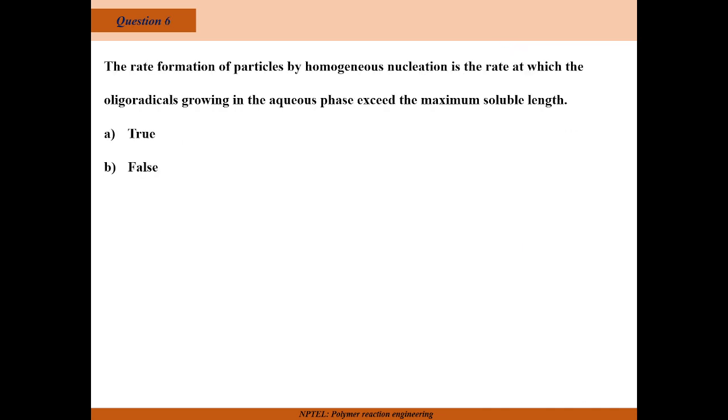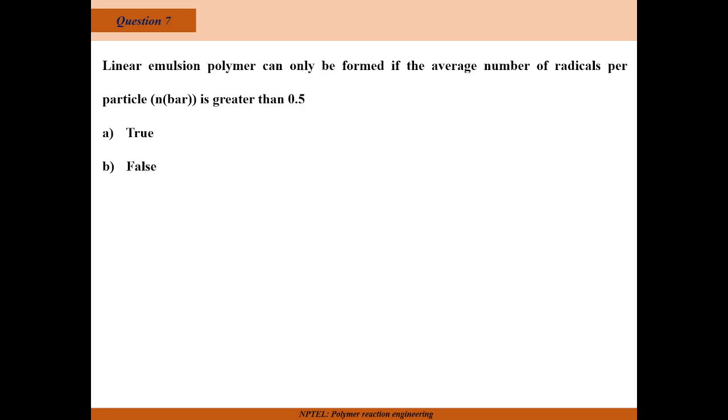The next question: the rate of formation of particles by homogeneous nucleation is the rate at which the oligoradicals growing in the aqueous phase exceed the maximum soluble length. This is a very true statement. The rate of particle formation is the rate at which the oligoradicals growing in the aqueous phase exceed the maximum soluble length. The answer is option B. Let's move on.